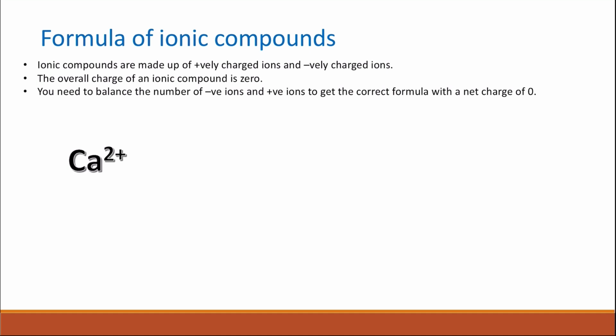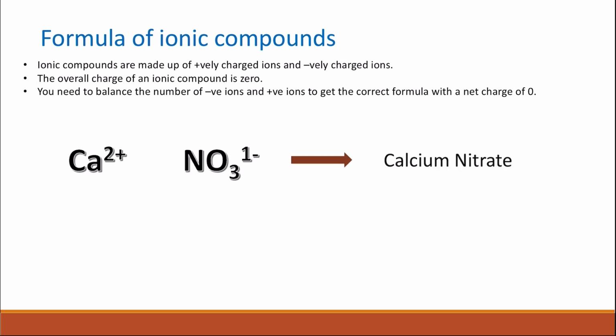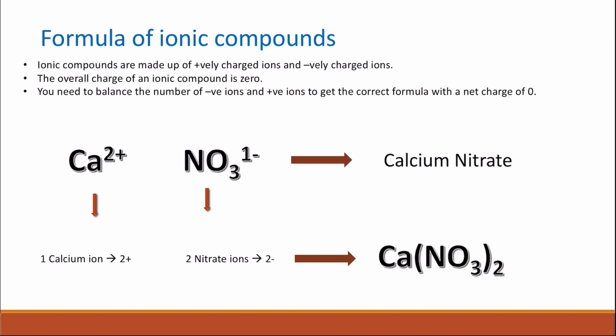So if you have something like calcium, which is one of the group 2 elements and forms 2+ ions, and nitrate, we know that the nitrate ion has a 1- charge. To form the ionic compound, it's going to be called calcium nitrate. One ion of calcium will give you a 2+ charge, and then you need to balance that with 2 nitrate ions, each with 1-, so the total will be 2-. When you draw the structure of calcium nitrate, you write Ca, and then you open brackets and put the nitrate, and then you put the number 2, which refers to the presence of 2 nitrate ions.